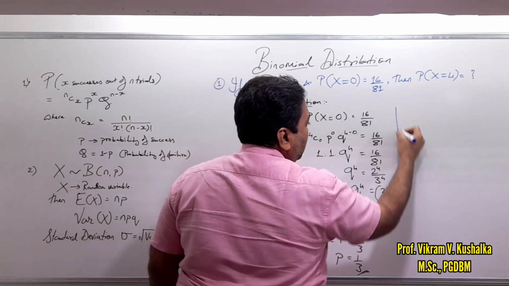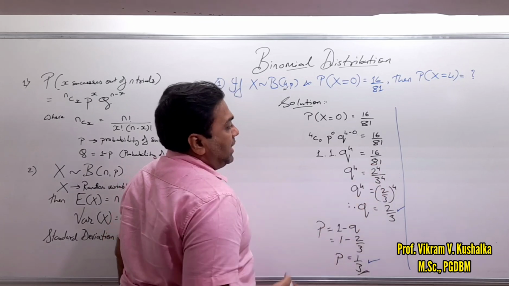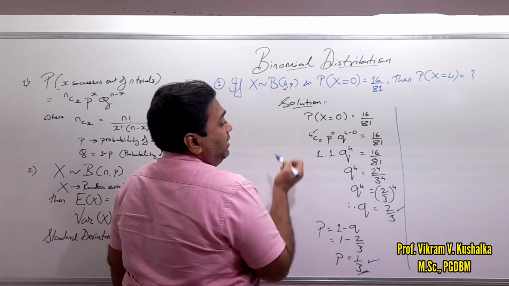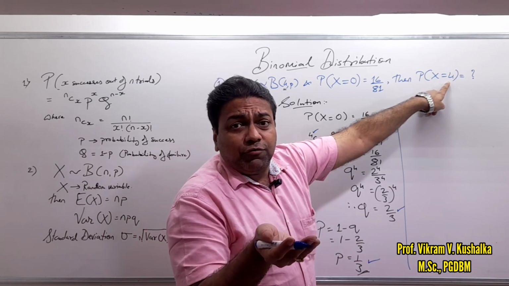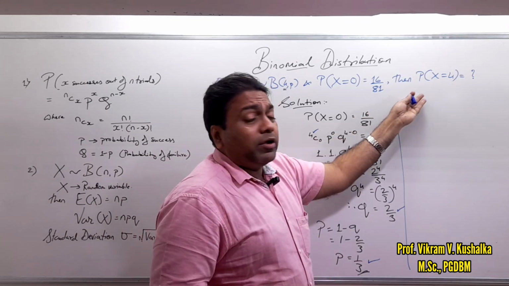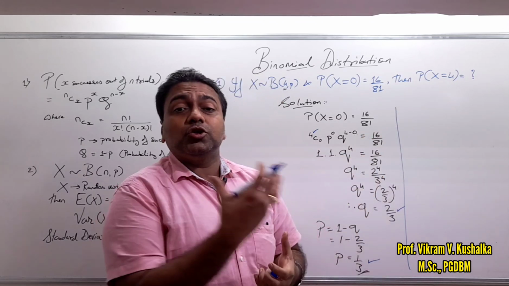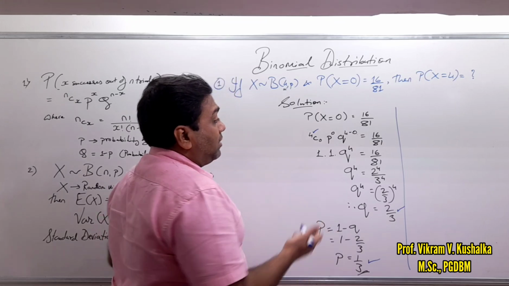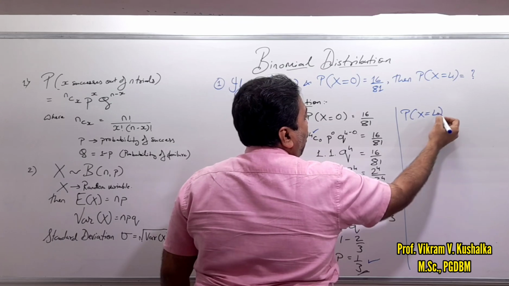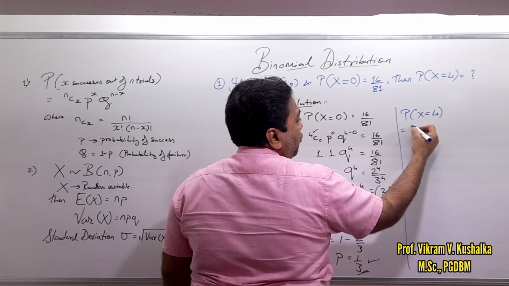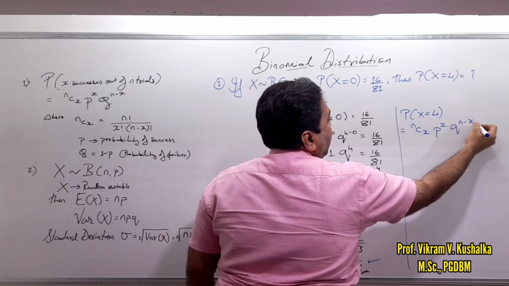Okay. So now, since I have the value of q, I have the value of p, and I have the value of n, I also know the value of x, that is x equals 4. I can easily find out what is going to be my probability for the random variable x equals 4, means when the number of successes is 4. So the probability of x equals 4 is going to be, again my formula, nCx p to the power of x q to the power of n minus x.